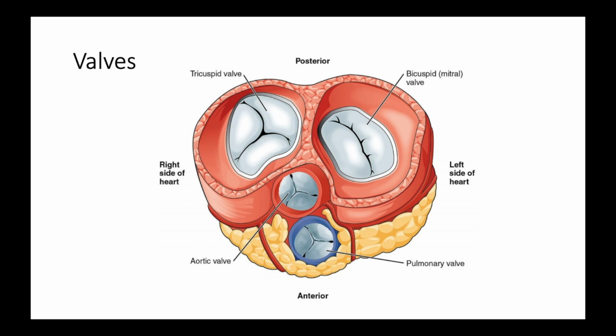The different valves that we have are the tricuspid valve, which is named because it has 3 little flaps, 3 little cusps, tricuspid, and that's what controls blood flow. And then the bicuspid has 2 flaps. Okay? And then the others, the aortic valve and the pulmonary valve, are also known as semilunar valves.